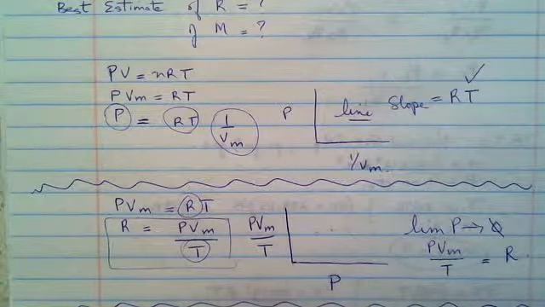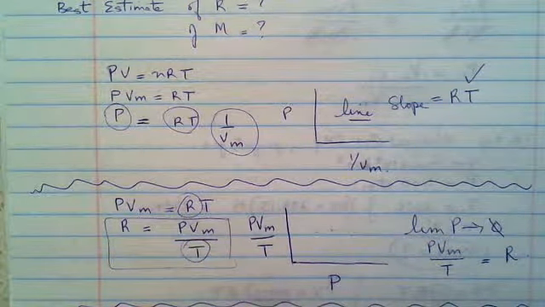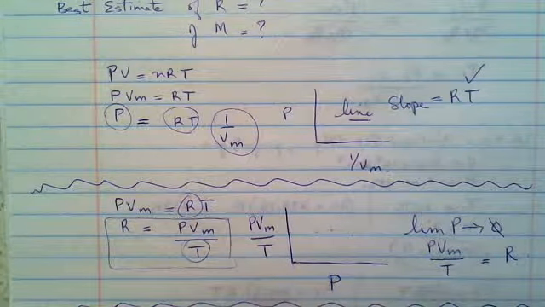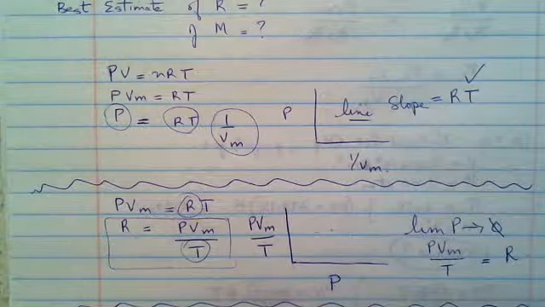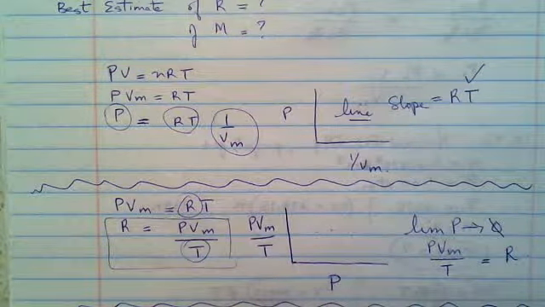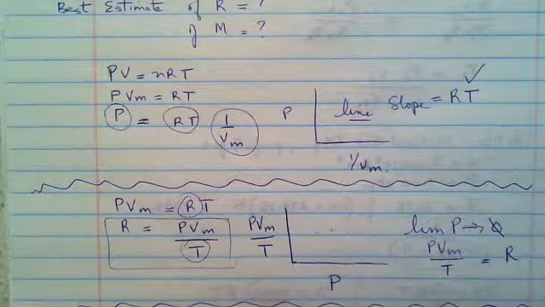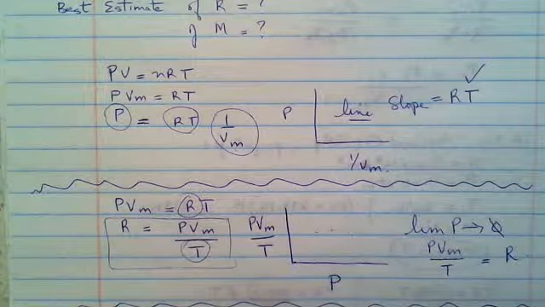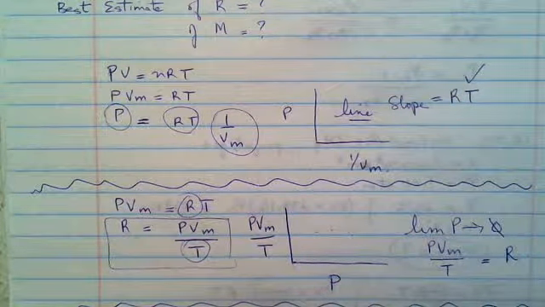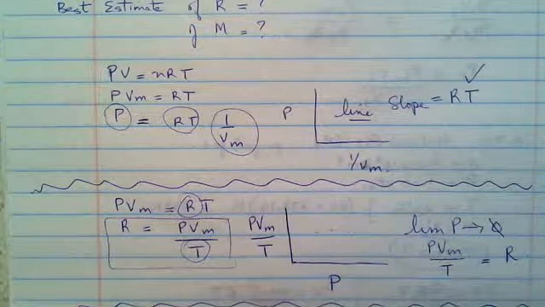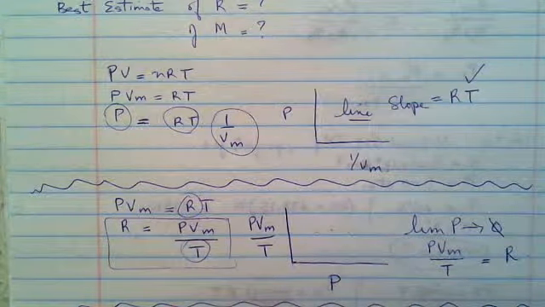Now, having that value, then you can work it into the equation PVm equals RT, or PV equals nRT. Open up n as a mass over molar mass, and then get your best value for the molar mass. So that's how I would suggest to do that one.